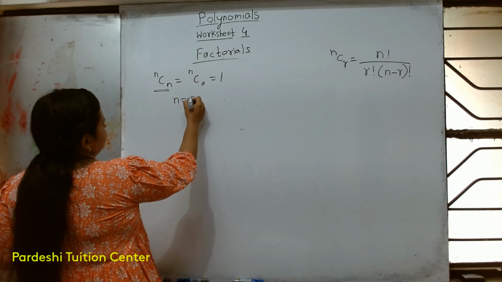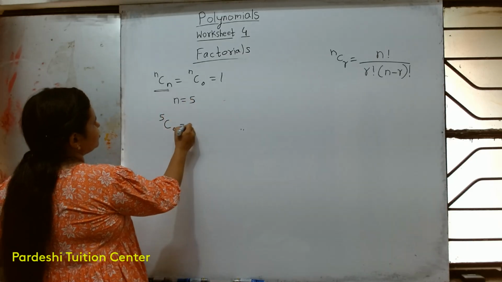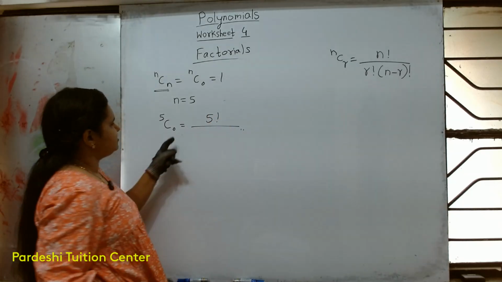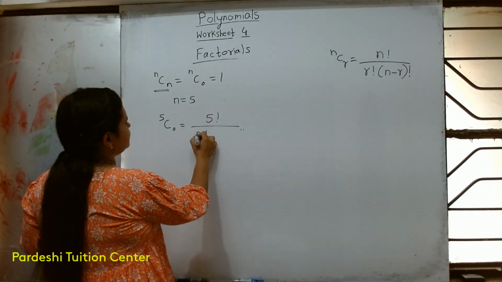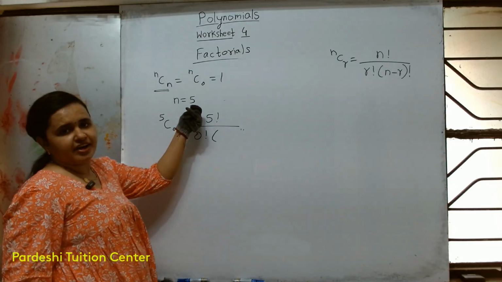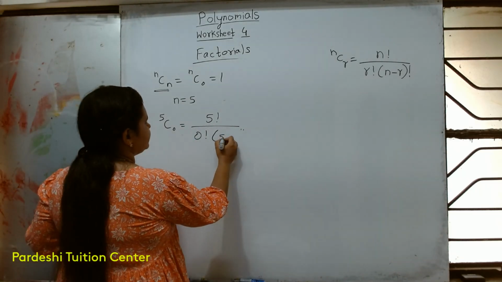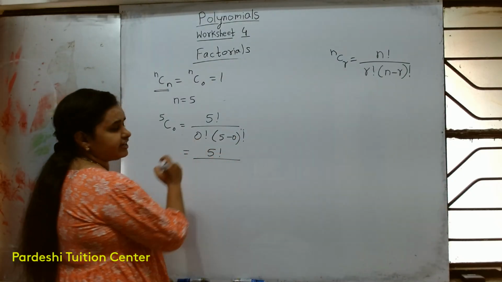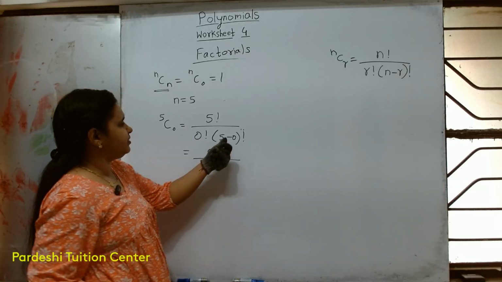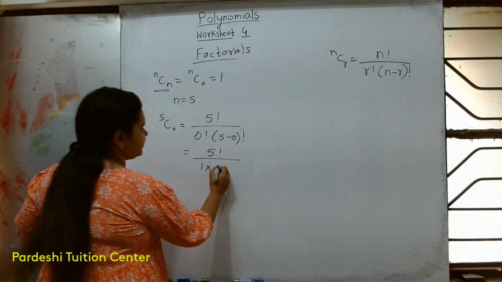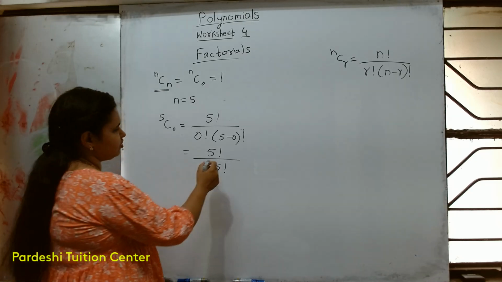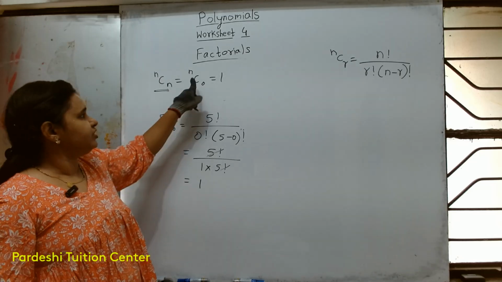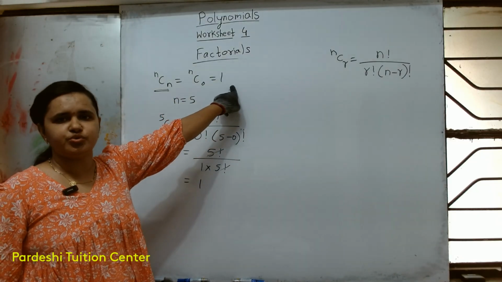If I take n as 5, it will be 5C0. According to that formula, it will be 5 factorial upon r factorial, here r is 0, so 0 factorial, and n minus r means 5 minus 0, so 5 minus 0 factorial. So 5 factorial upon 0 factorial is 1, multiplied by 5 minus 0 is 5, so here it will be 5 factorial. Again 5 factorial and 5 factorial get cancelled, and 1 upon 1 is 1. So nCn equals nC0 equals 1 is true.